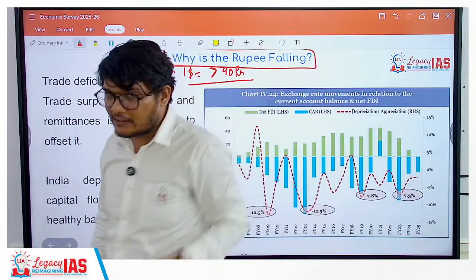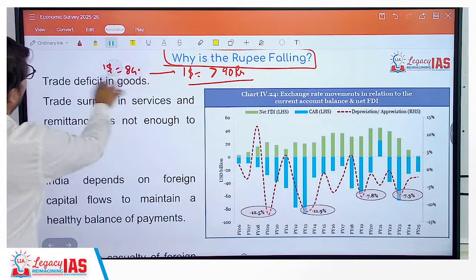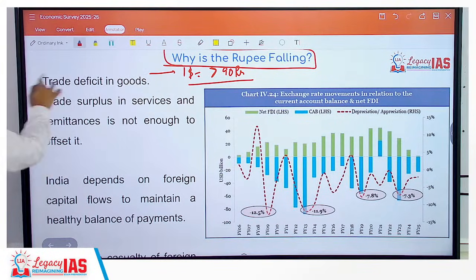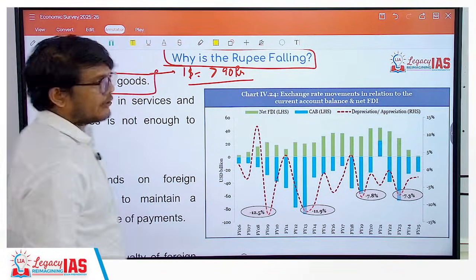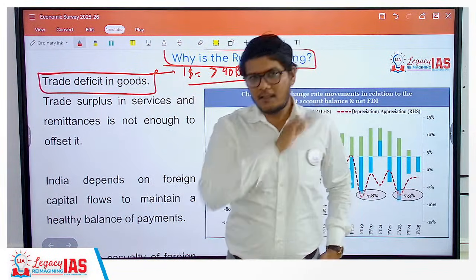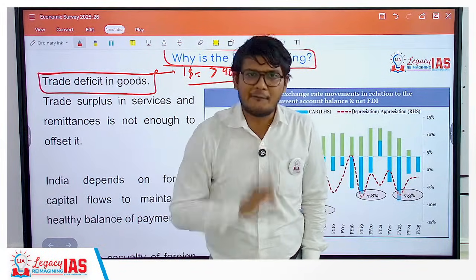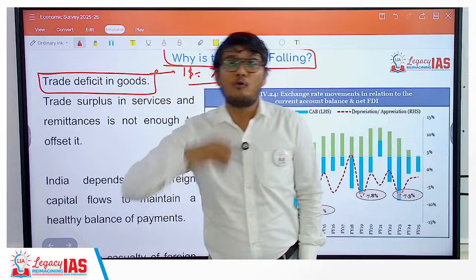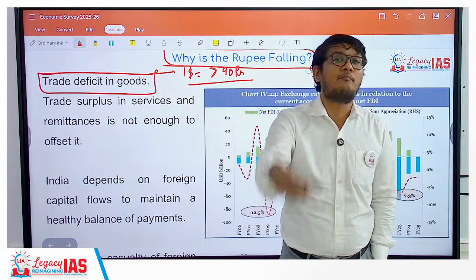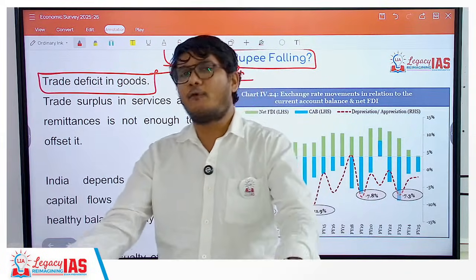Let us see the reasoning of the economic survey. The first thing that they say is that India has a trade deficit in goods. Deficit is nothing but export minus import. So if your export is less and import is more, you will have a deficit. That means you will have to pay additional dollars than the number of dollars you are earning. Basically, you will have to pay more foreign currency than the foreign currency you earn.